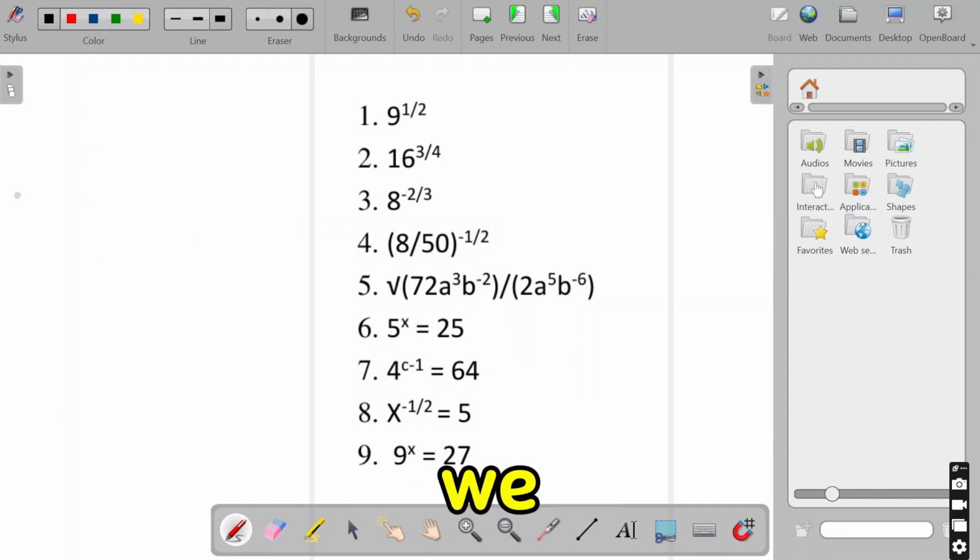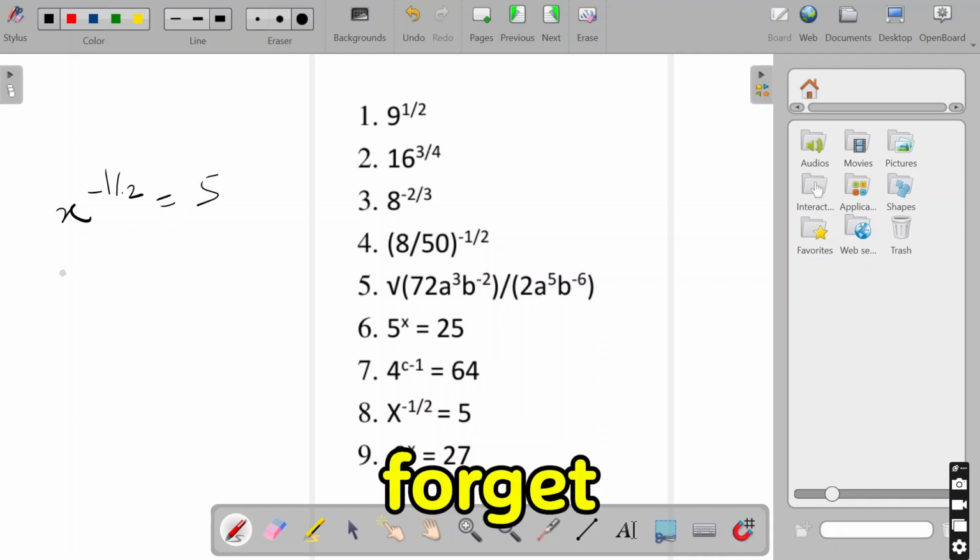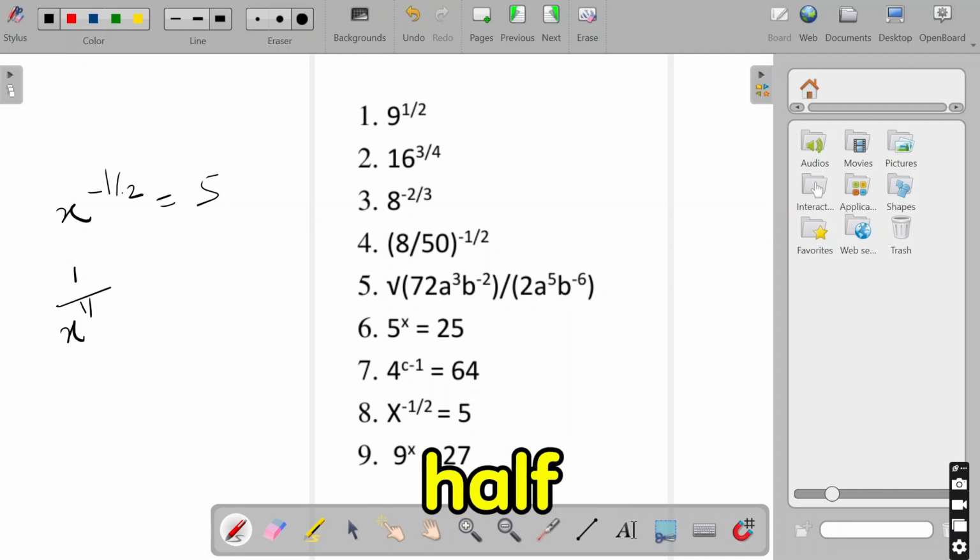So for the next number we have x raised to power minus half to be equal to 5. How do we solve this? Don't forget that x raised to power minus half can be written as 1 over x raised to power half, equals 5 over 1.